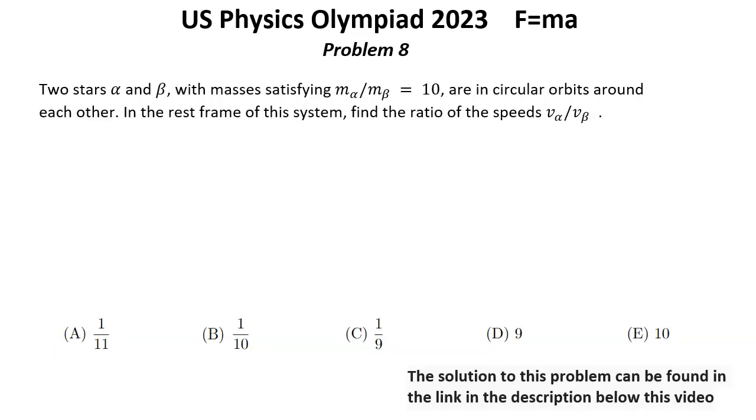Problem number 8. Two stars, alpha and beta, with masses satisfying m alpha over m beta = 10, are in circular orbits around each other. In the rest frame of this system, find the ratio of the speeds v alpha over v beta.